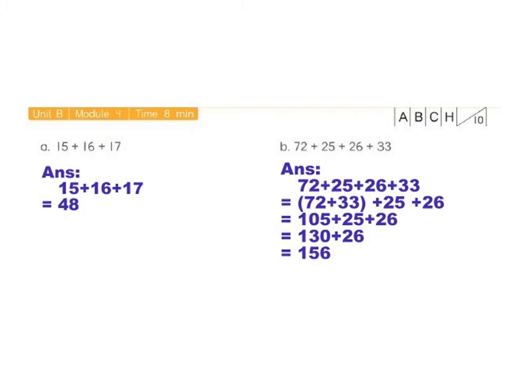So the first question was 15 plus 16 plus 17, which gives us 48. And the second question was 72 plus 25 plus 26 plus 33. So first of all, what I did, I added 72 and 33, which gave us 105. So the equation becomes 105 plus 25 plus 26. Then I added 105 and 25, which gives us 130, and the new equation becomes 130 plus 26.